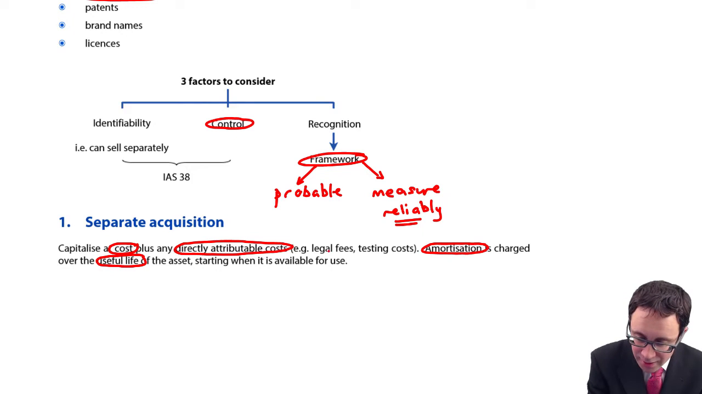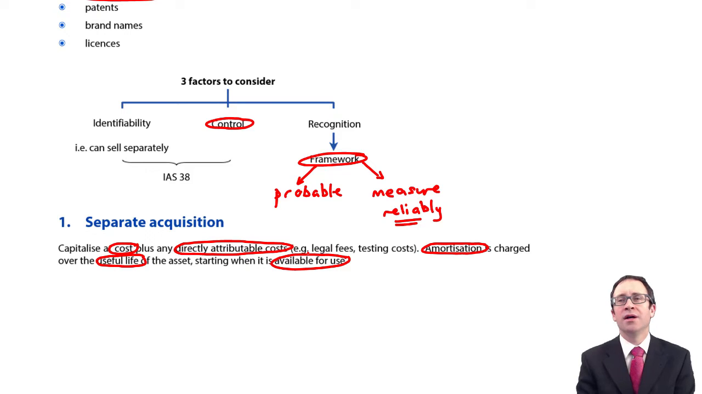And the key bit there is that you amortize it when it is available for use, again at the earliest possible date. We don't amortize it when it is physically being used. It's there when it is available for use, very similar to what we had when we charged depreciation.